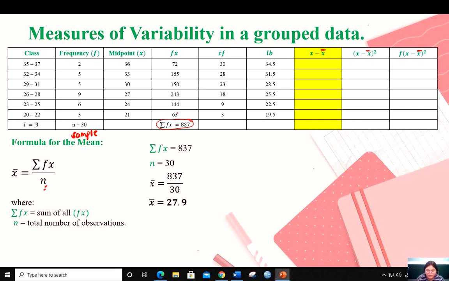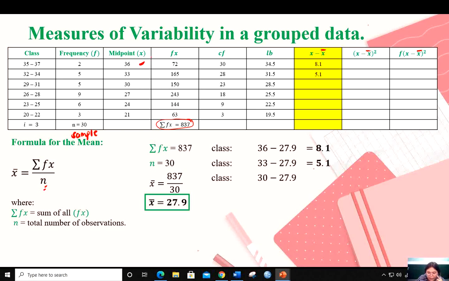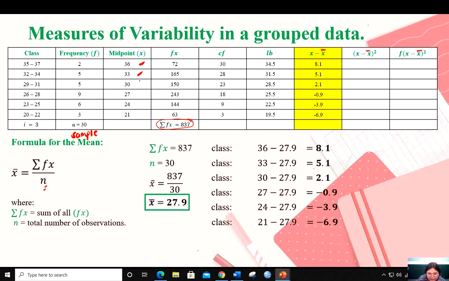Okay? So para makuha natin yung naka-highlight na column, yung x minus the mean, which is the x is the midpoint, ang gagawin lang natin, kukunin natin muna yung midpoint ni 36. Ito yan, class. So isusubtract lang natin. Ayan. Ipakita ko muna sa inyo lahat. Okay. So ito, si 36, si 33, 30, 27, 24, 21. Ayan si midpoint. Ito yung ating mean. So isusubtract lang natin sila. Ito yung makukuha natin.